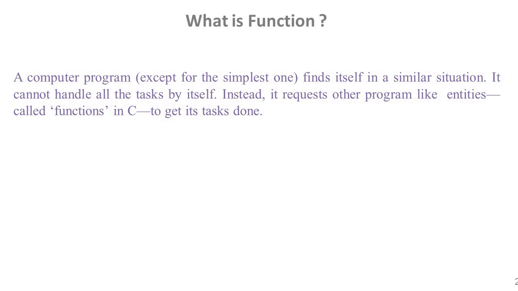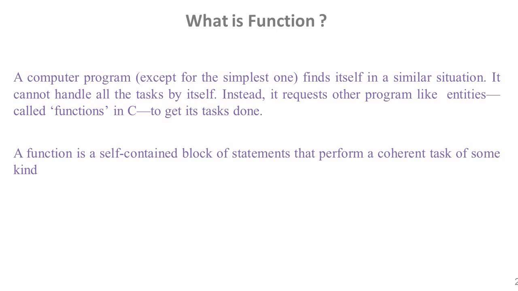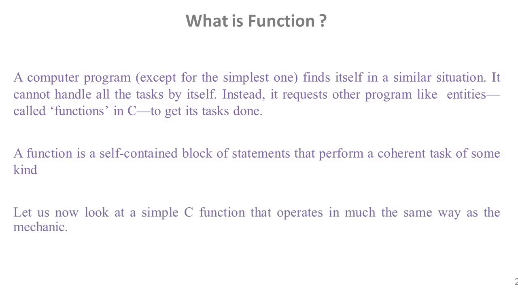Now this program itself requires a kind of help. So the program just calls that particular function, and the task gets done. It requires other program-like entities, called functions in C, to get its task done. A function is a self-contained block of statements that performs a coherent task of some kind. Now let's look at simple C functions.